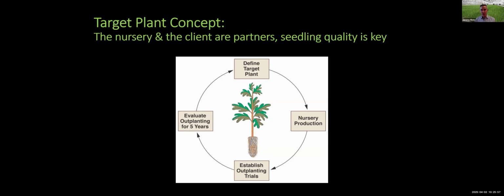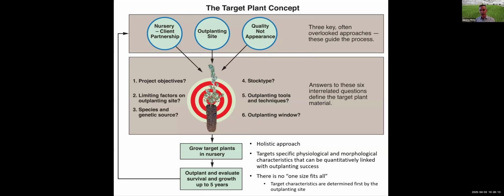We want to make sure that this is a continuing process in which we define materials, we produce them, we put them in the field, we see how they grow, we evaluate them, and then when we go back and do this again, we've got all that information which we gathered and we can do it better. Okay, so now here's the more complicated version, which doesn't illustrate that feedback loop quite as well.